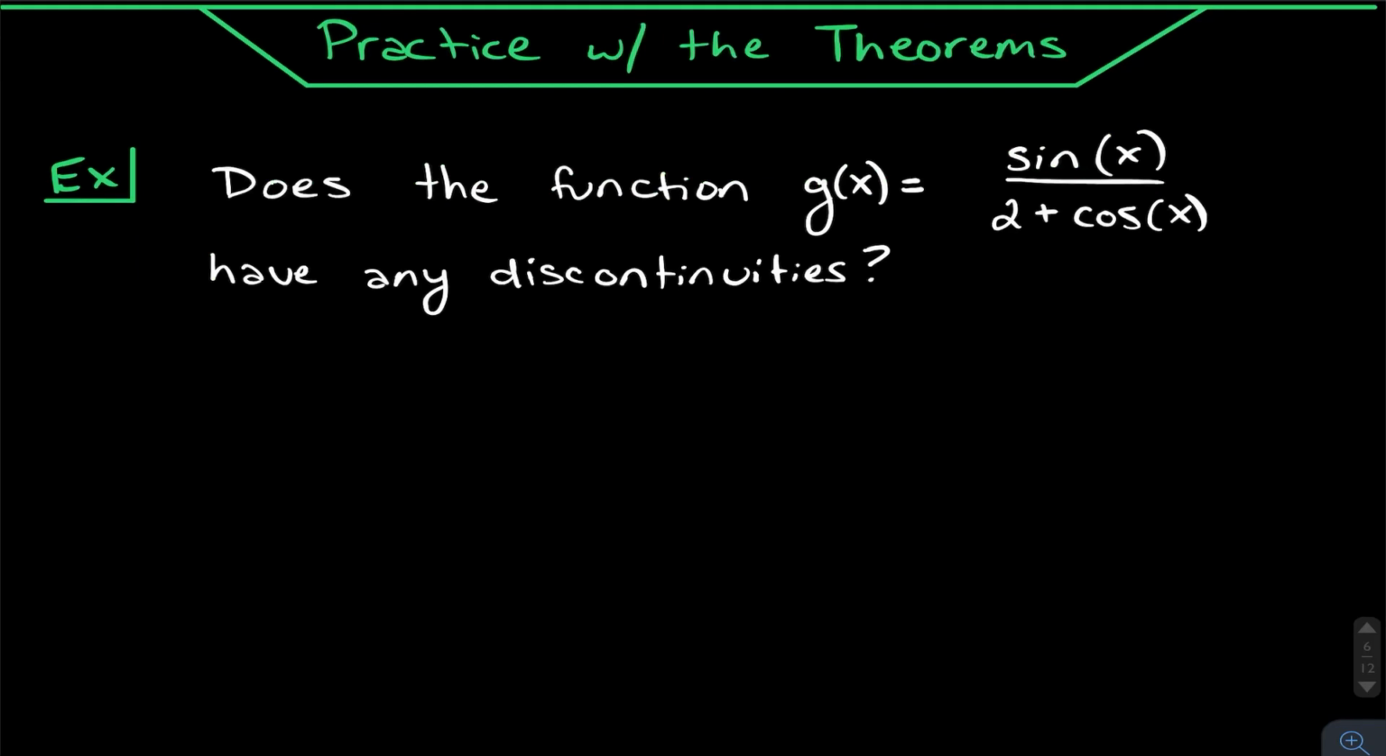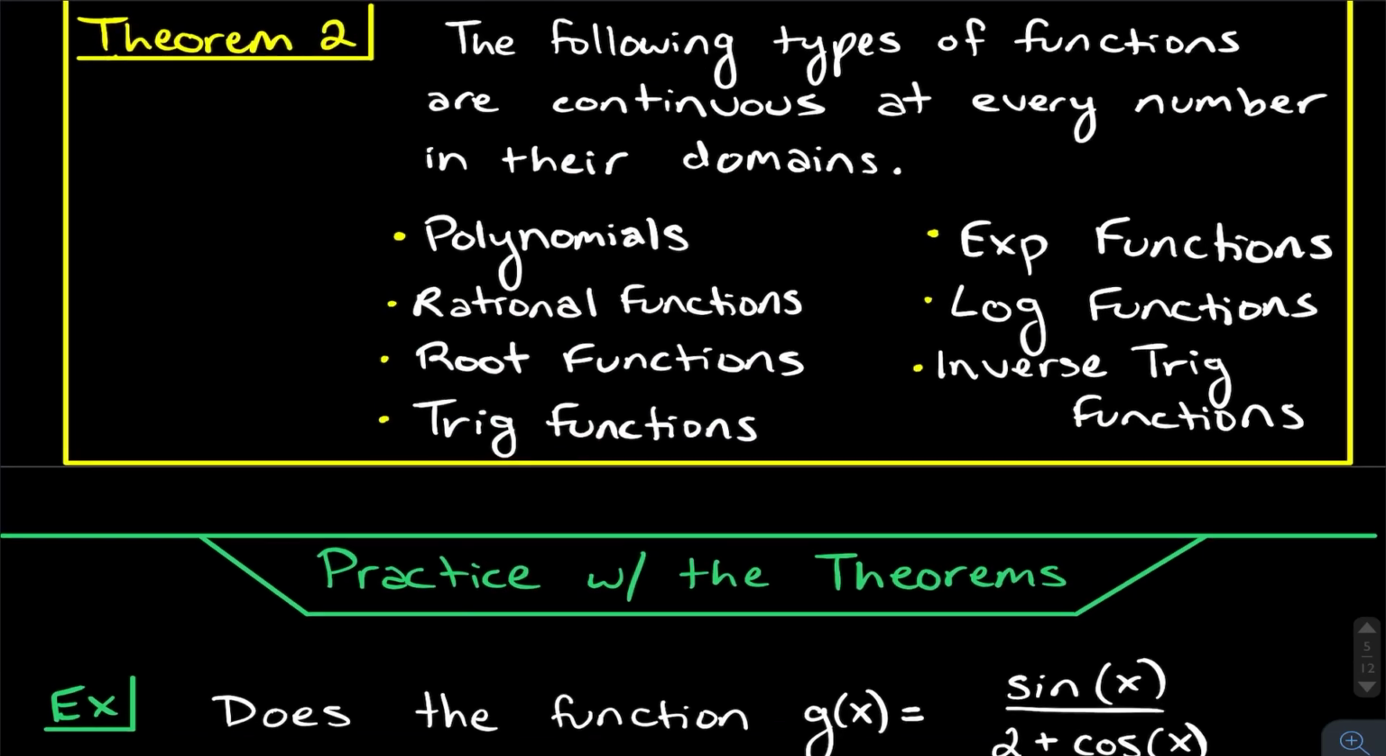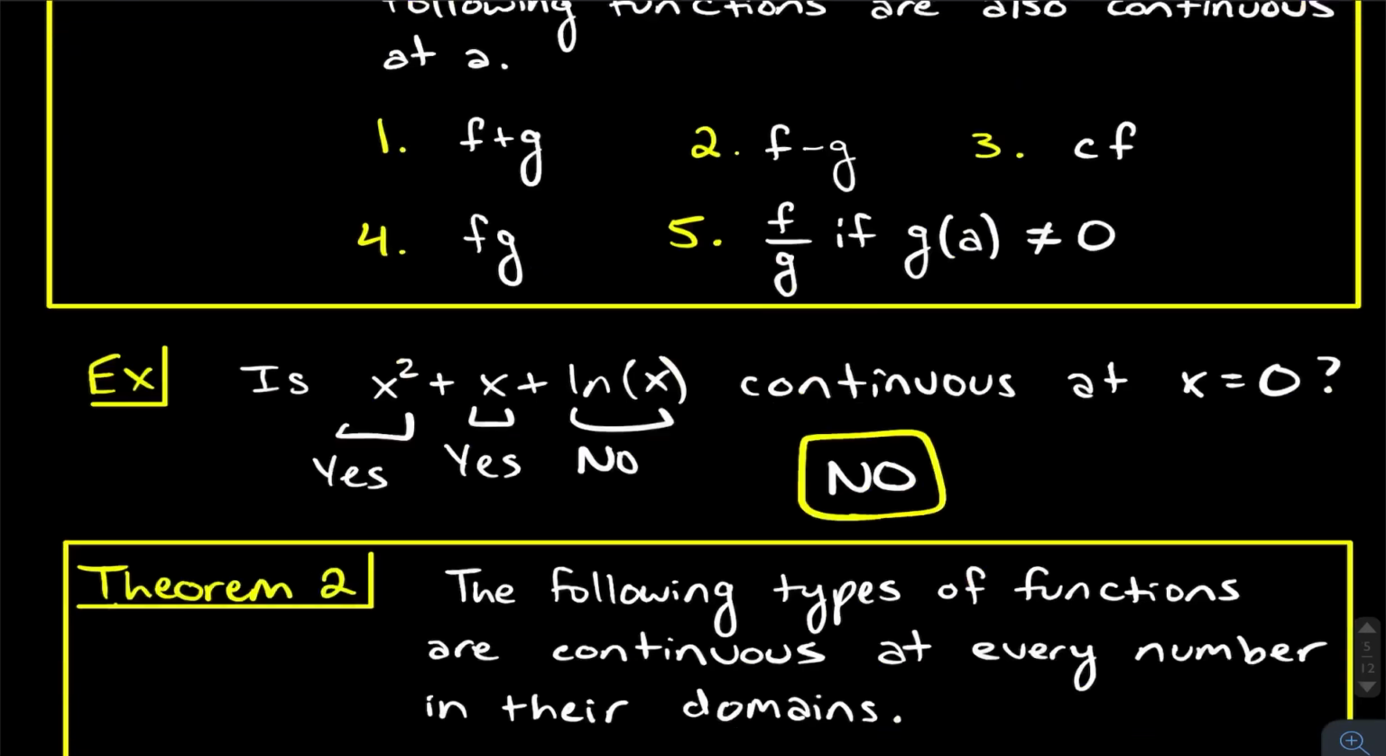So with that under our belt, we can do some practice with these theorems. Okay? An example here is, does the function g of x, which is sine of x over 2 plus cosine of x, have any discontinuities? Well, let's think about what we already know. Theorem 2 is going to help us with that, and I guess theorem 1 as well, right? We're going to combine both these theorems.